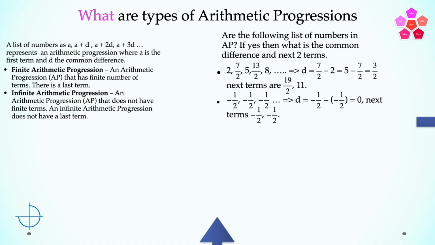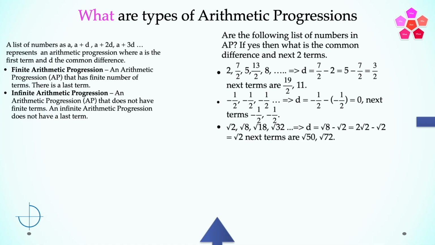We look at the third list of numbers, root 2, root 8, root 18, root 32. So if we see d, the common difference is equal to root 8 minus root 2, which is equal to 2 root 2 minus root 2, as root 8 can be written as 2 root 2, which is equal to root 2. So we can clearly see that this list of numbers is also in arithmetic progression, and the next terms are root 50 and root 72.